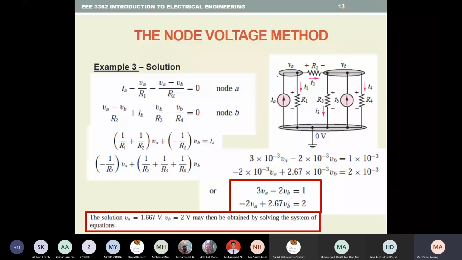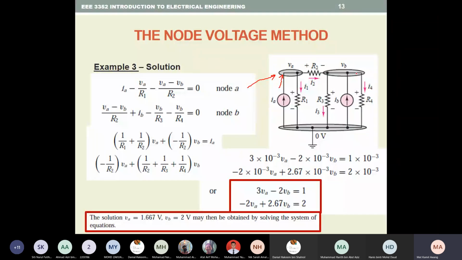The equation at node A, we call this VA. At VA you have IA flowing into the node, and I1 going out and I2 going out. So IA going in is positive, I1 is going out, so minus VA minus 0 divided by R1, and minus VA minus VB divided by R2. So this is the KCL equation at node A.